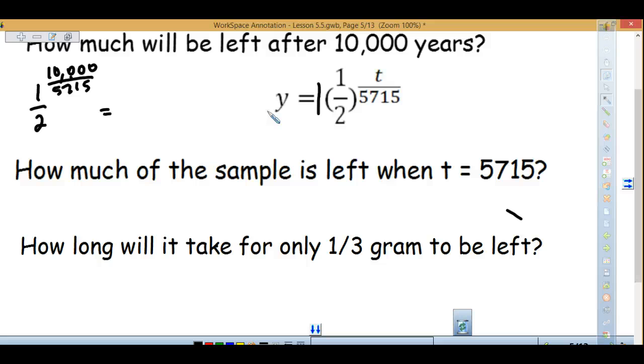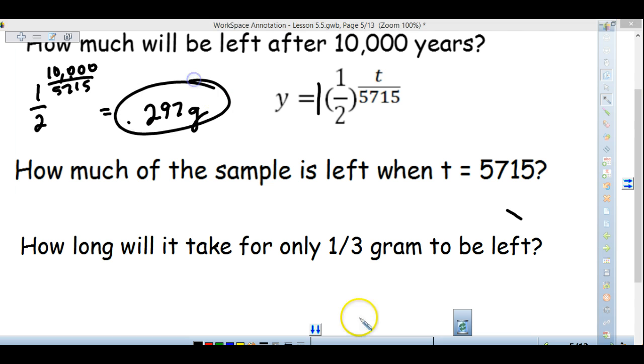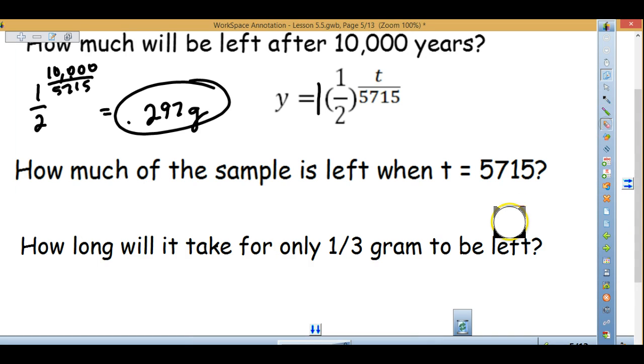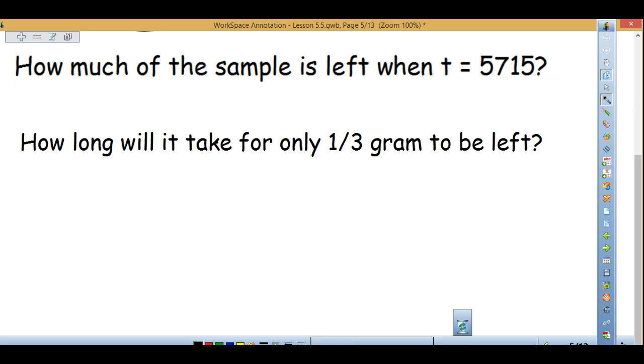So I would expect there to be, if it had gone through 1 half-life, 1/2 gram. And if it went through another half-life, I'd expect there to be 1/4 of a gram. Since it's not quite 2 full half-lives, I'd expect there to be around 0.25, but more than that. If I were to plug this into my calculator, I ended up getting 0.297 grams, which based on my estimate is pretty accurate. Okay, so how much of the sample would be left after 5,715 years? Well, that's 1 full half-life, so I would expect there to be 1/2 gram left.